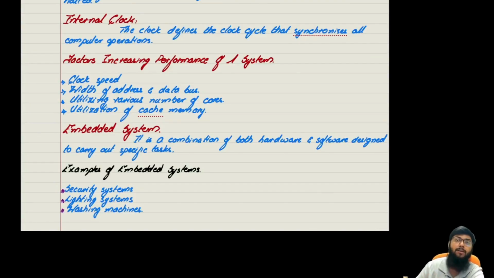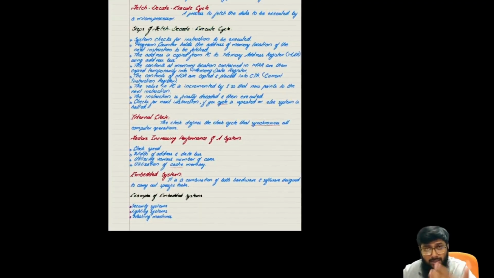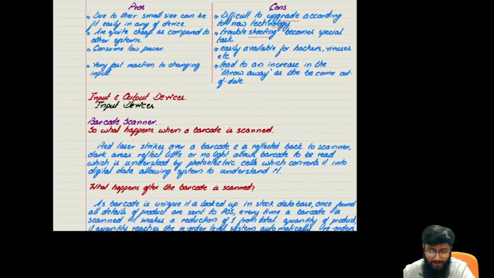So before starting with the input and the output devices, we will be starting with the embedded systems. Now, what are the embedded systems? These systems are actually the combination of hardware and software. That means both of the things are integrated together. In this system, things are working on a predefined set of instructions. Examples of embedded systems are security systems, lighting systems, and automatic machines.